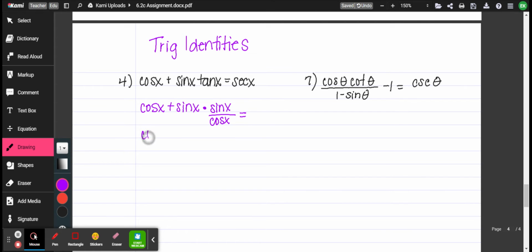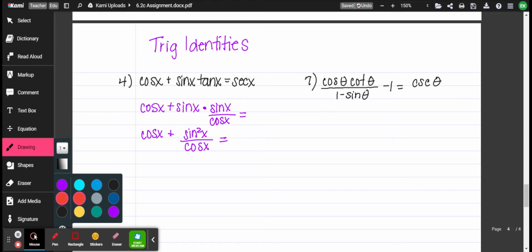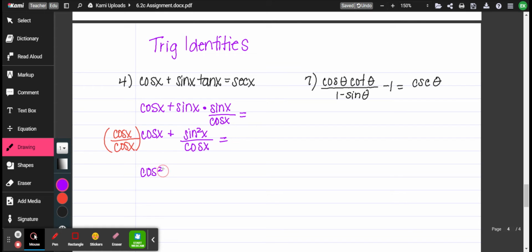Now I am going to combine sine x times sine over cosine, which is sine squared over cosine. And I'm going to get a common denominator, which is going to be cosine x, which means I'm going to multiply here by cosine over cosine, which is going to give me cosine squared plus sine squared over cosine x.